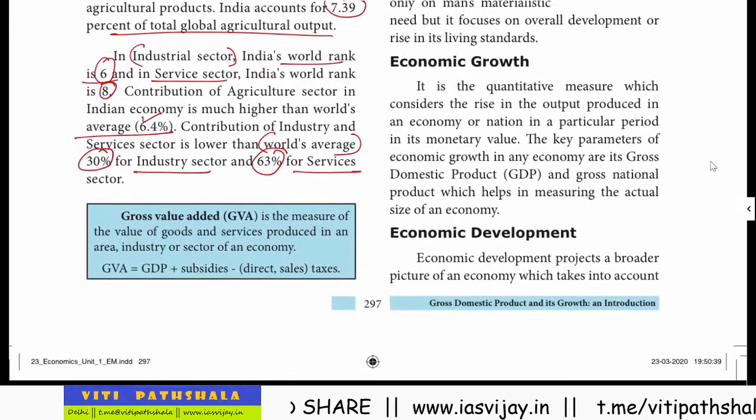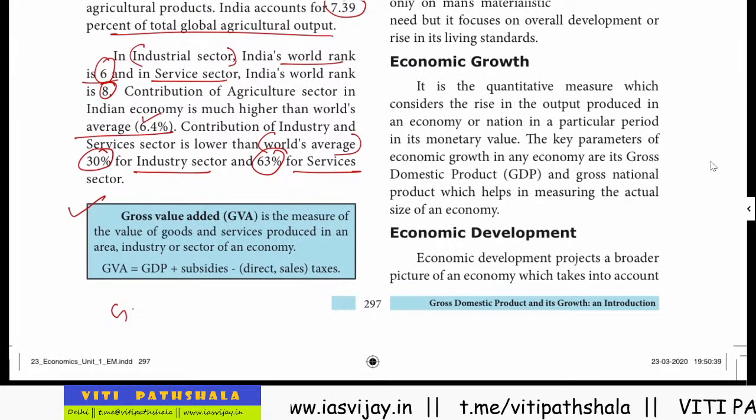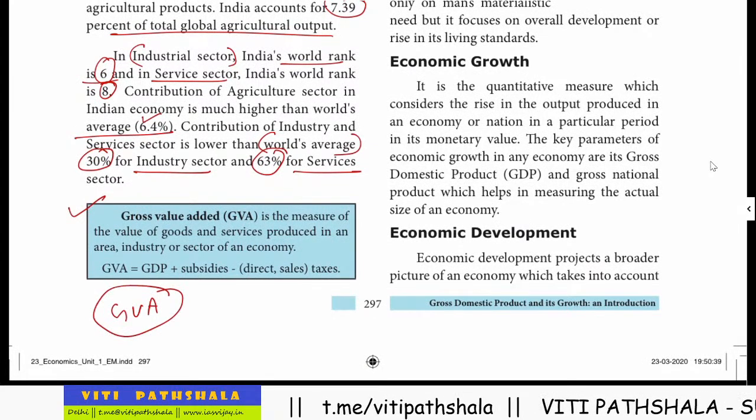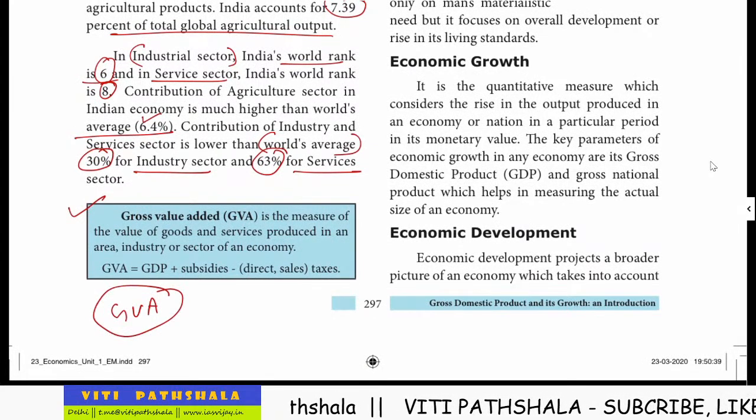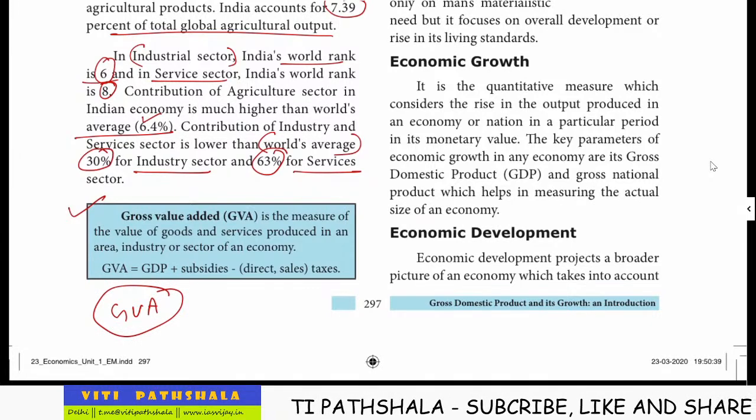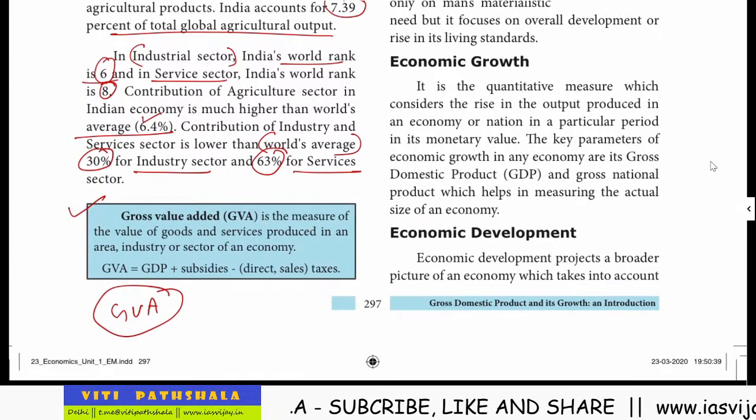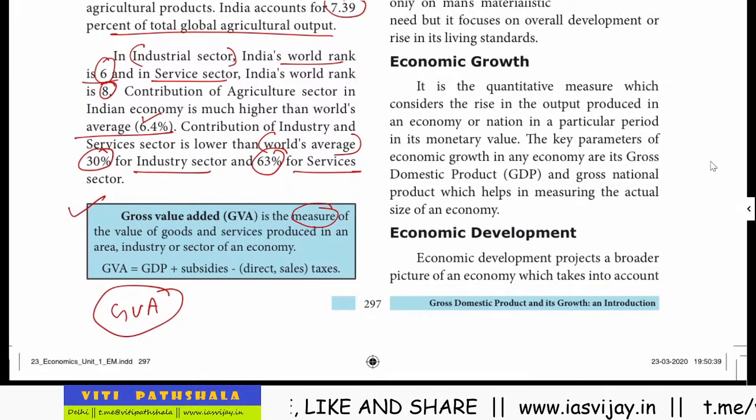Now, next comes Gross Value Added, GVA. What is this? It is the measure of the value of the goods and services. So, it is a measure of what?